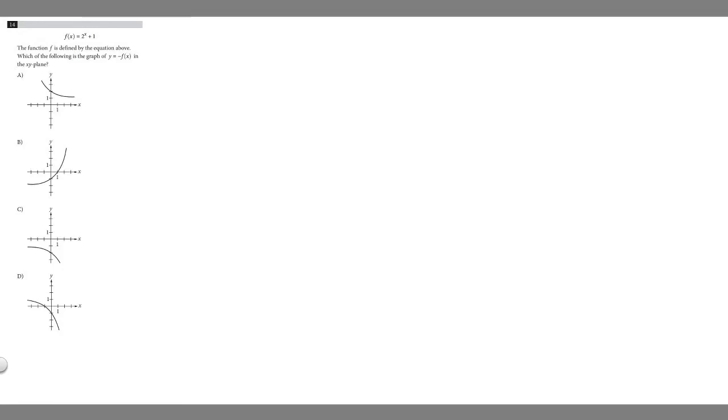So in this problem, we're told that the function f is defined by the equation above. And then we're asked, which of the following is the graph of y equals minus f of x in the xy plane? We're told that f of x is equal to 2 raised to the x plus 1. And so basically what they're telling us is that minus f of x is one of these functions.